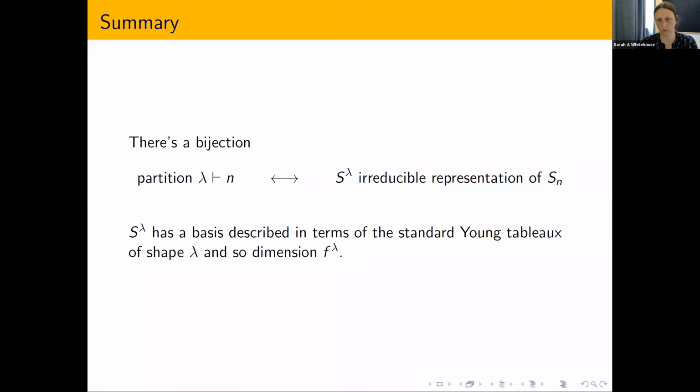And the importance of the f lambda, the number of standard Young tableaux of shape lambda, was because we've just seen that when you construct this, you get something where there's a basis in one-to-one correspondence with the standard Young tableaux. And so that's the dimension of the associated representation.